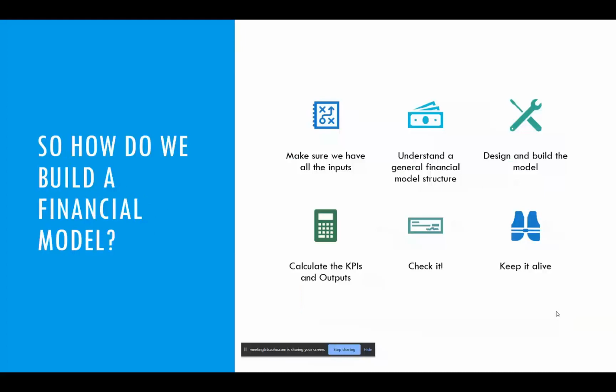So just to wrap up, how do we build a financial model? We make sure we have all the inputs. We make sure we understand the general financial model structure, and there are numerous examples online. We design and build the model. We calculate the key performance indicators and outputs. We check it. Check your financial model. And we keep it alive. Right? A financial model is something that needs to grow with the business and help support the business over time.